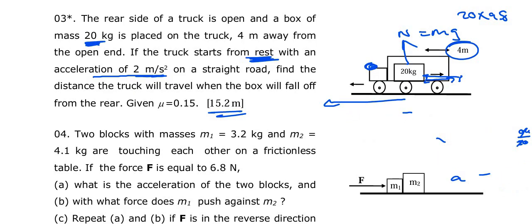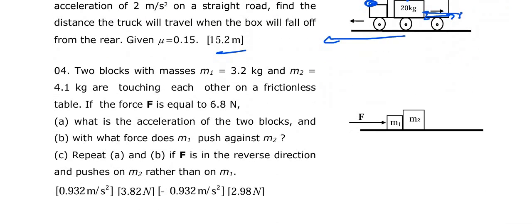To test your skills further, you can pause the video and attempt it before you see how we're going to do it. So look at number 4. They're saying 2 blocks with masses M1 of 3.2 kilograms and M2 of 4.1 kilograms are touching each other on a frictionless table. If the force F is equal to 6.8, what is the acceleration of the 2 blocks, and with what force does M1 push against M2?